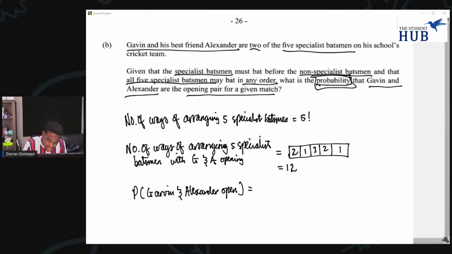So we have, what is the probability that Gavin and Alexander are the opening pair for a given match, right? So I just put Gavin and Alexander open. In other words, they are the opening pair. And what I do is I put the 12 divided by the 5 factorial, right? So this is what we would get here, and you plug this into your calculator, and this is what you get, 0.1, and that's your probability there.